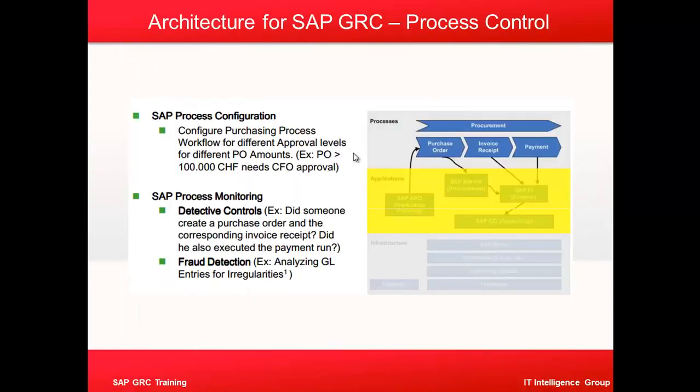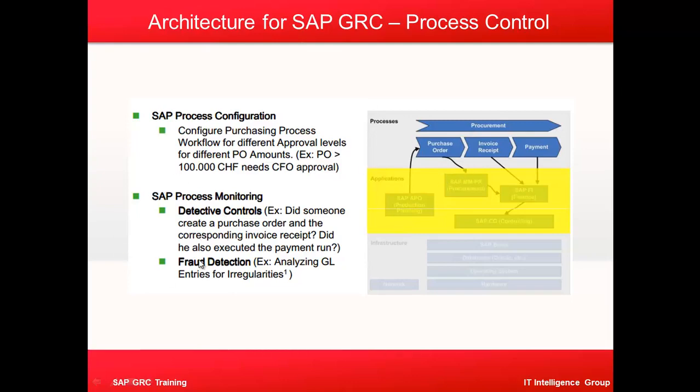Okay, so from the architecture perspective, let's see process control. So we have seen access control. For process control, there are two steps involved. One is configuration, that is which are the processes. Here you have procurement, it is having purchase order, invoice receipt, and payment. Okay, then you have process monitoring. You are configuring this, then you have process monitoring.